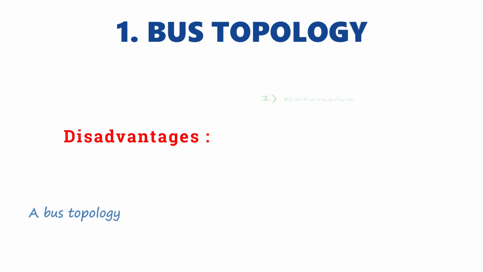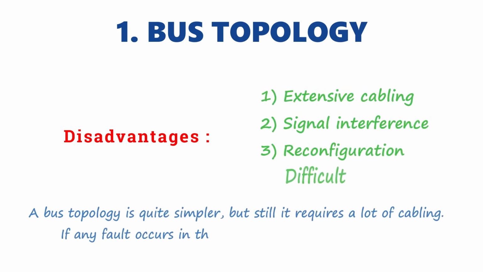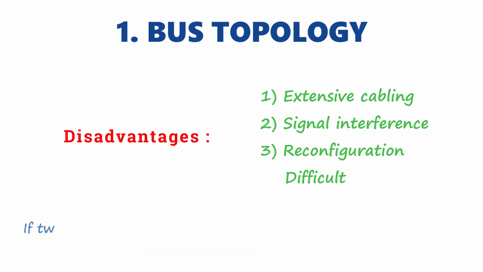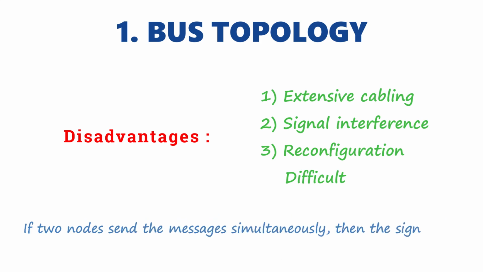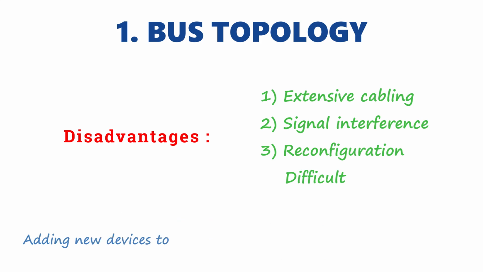Disadvantages of bus topology. A bus topology is quite simple, but still it requires a lot of cabling. If any fault occurs in the cable, then it would disrupt the communication for all the nodes. If 2 nodes send messages simultaneously, then the signals of both the nodes collide with each other. Adding new devices to the network would slow down the network.